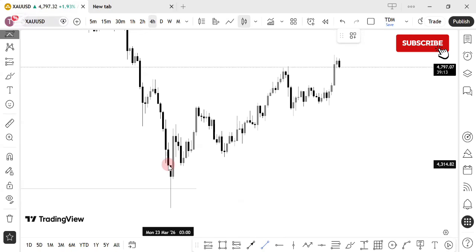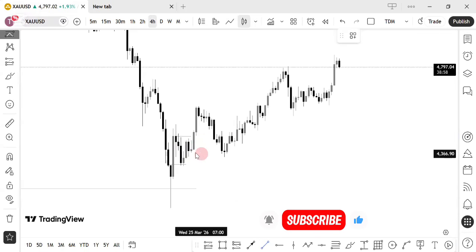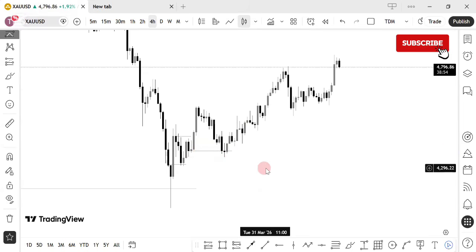Now, you see that we got a reaction off this particular key level, and gold respected it. You see what gold did after this reaction from here. It traded to the upside and it broke this high, giving us a change of character to the upside. After it broke this high, it came down to do what? To respect this particular key level. And what happened next? It traded to the upside. We had a break of this high here.